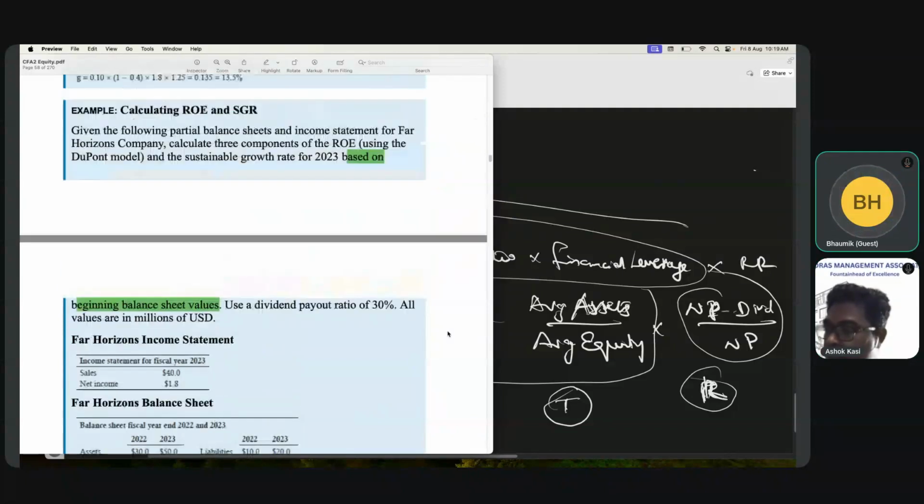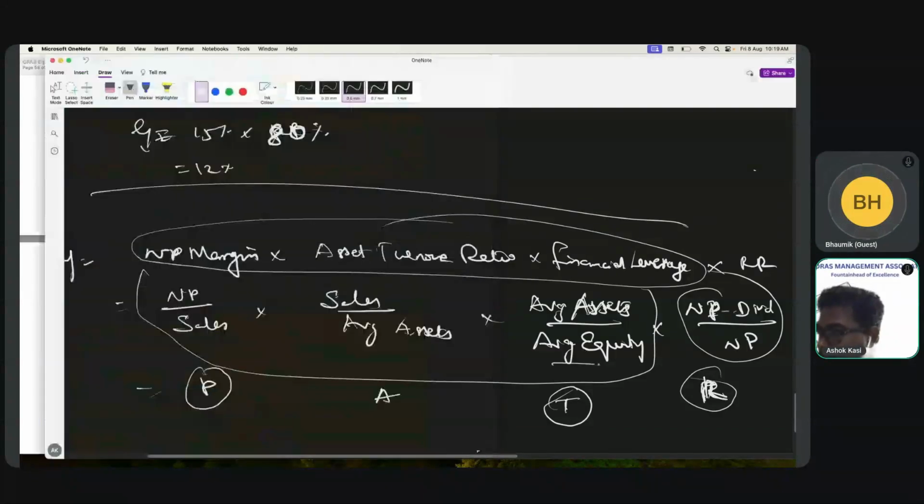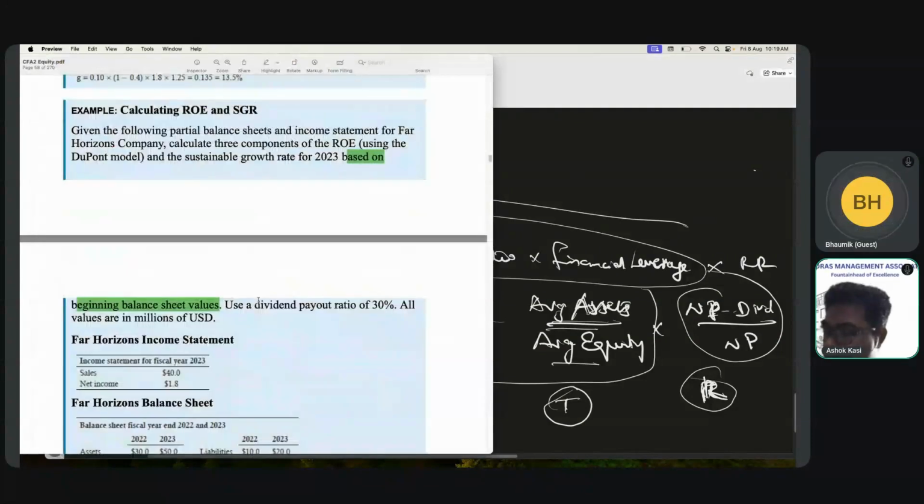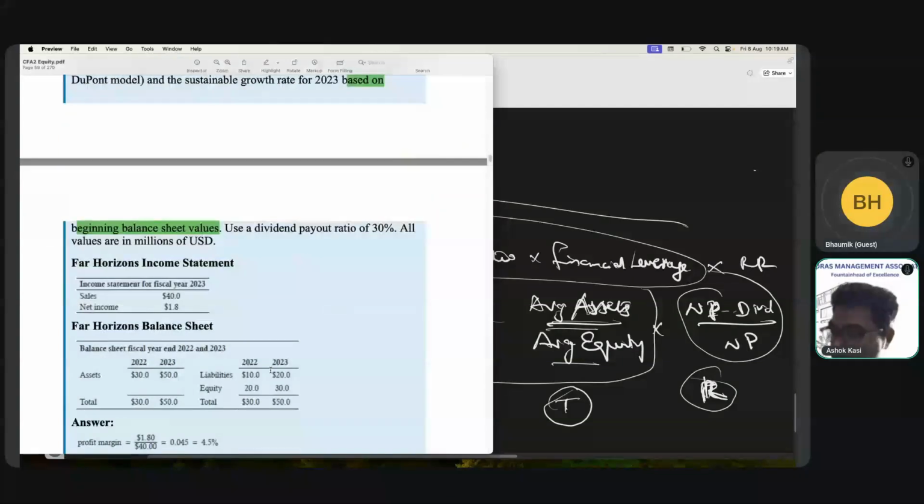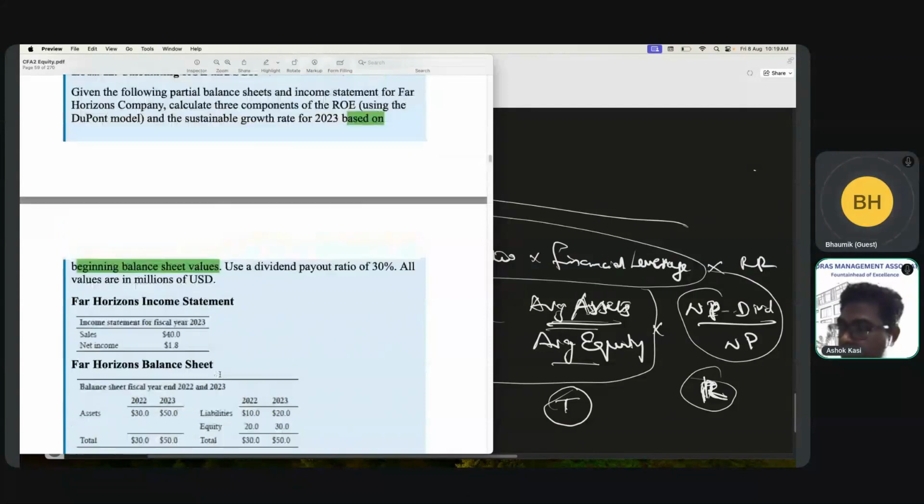See, the problem that will come here is that I have taken the average. Ideally, you should take the average only. But here they said based on beginning balance sheet values. So you take only the beginning balance sheet values, from the balance sheet perspective. That means opening value only, not the average value. Okay, try.